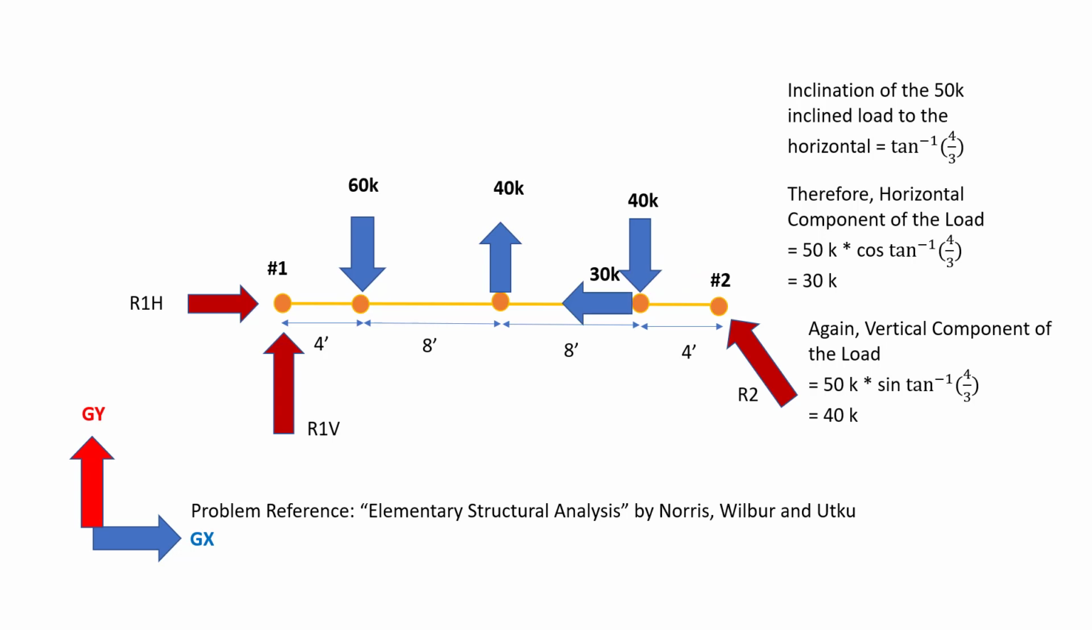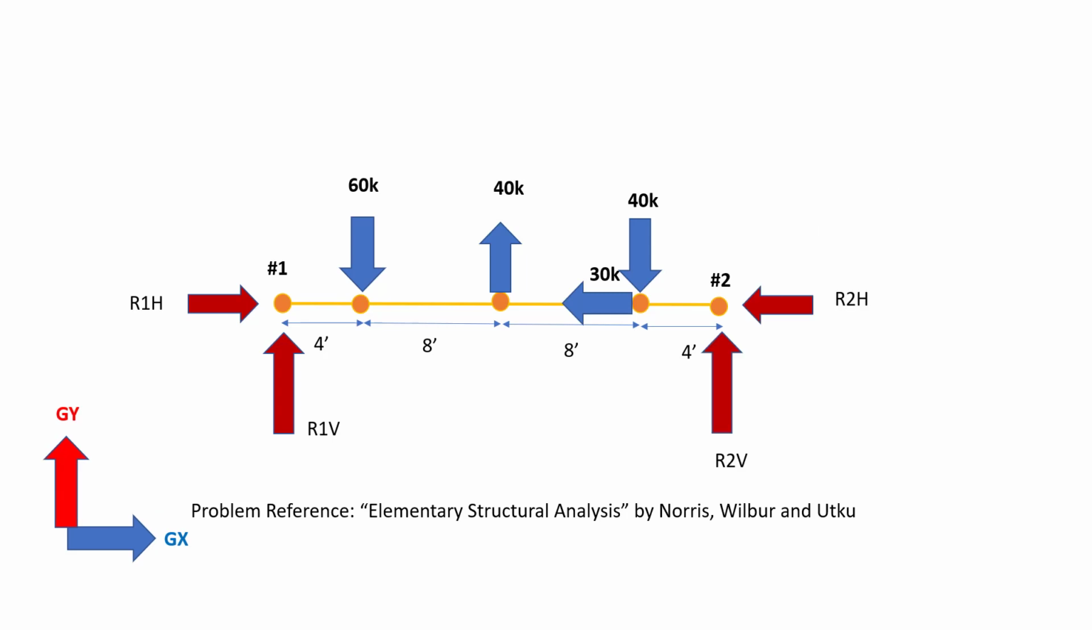Now, we replace the actual inclined load of 50 kips with the 40 kip vertical load and the 30 kip horizontal load that we have derived, as shown on the right side of the screen. The next thing that we need to do is to replace the force normal to the plane of the roller support with its two equivalent vertical and horizontal components. So we have R2H and R2V.